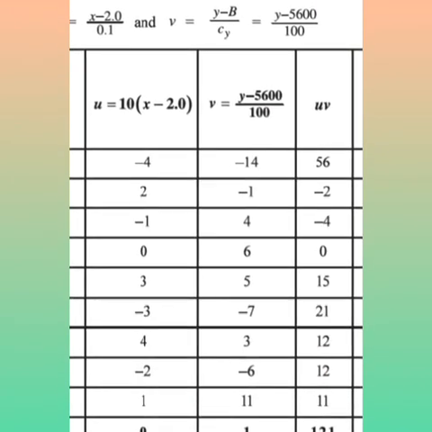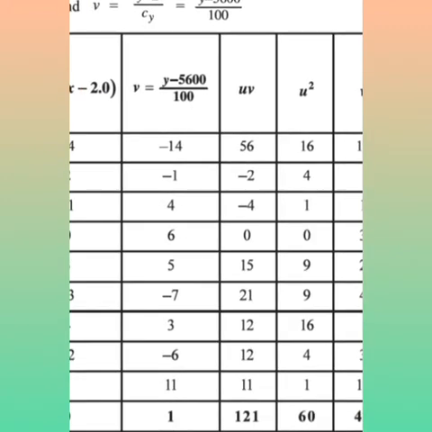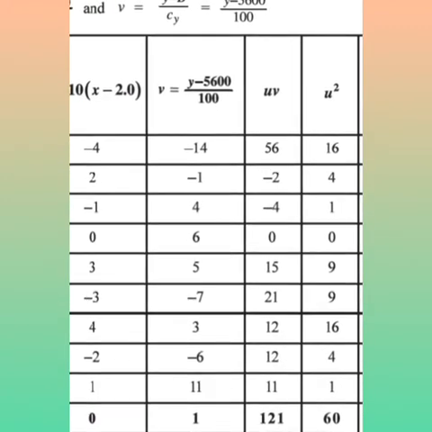Then children, uv, you just multiply u and v, again the same method. Multiply both the columns, right? That is minus 4 into minus 14 will give you minus 6. Similarly 2 into minus 1 will give you minus 2. You are doing the multiplication of it. Similarly you will do for all of them. You will get the column of uv. You will do the total, which is coming up to 121.